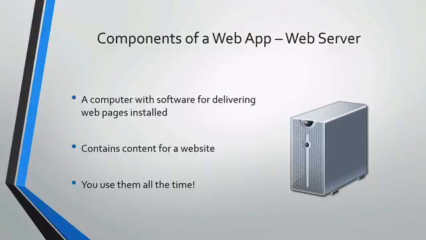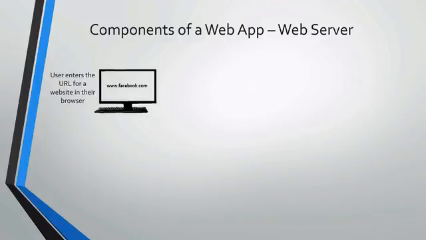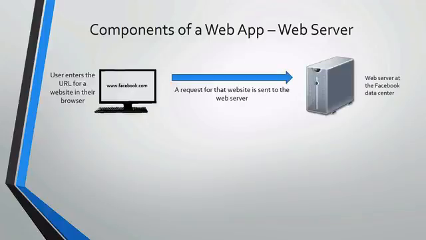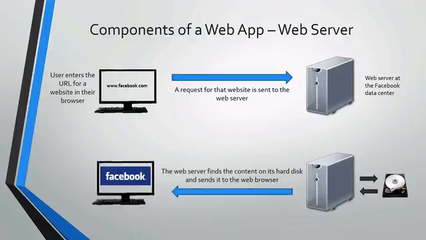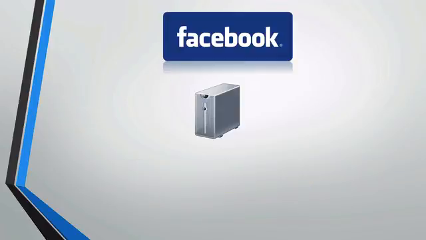Let's have a look at an example of this. So here we can see that a person has entered in the URL for facebook.com on their computer. What happens then is that a request for facebook.com is sent to a web server at the Facebook data center. What's going to happen after that is that the web server is going to find the content on its hard disk and send it to the web browser. So it finds the web page and it sends it back out. Very simple.